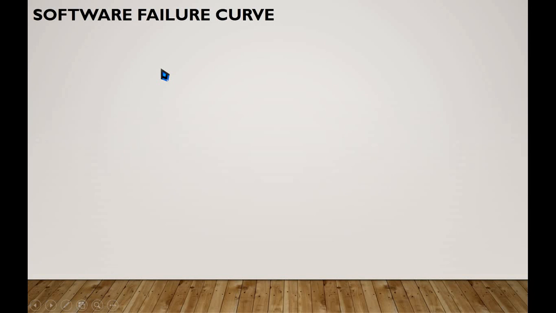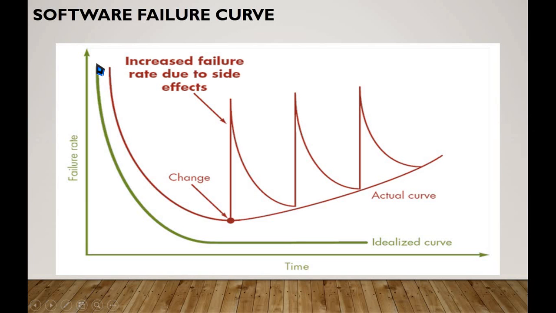Now what is the software failure curve? So this is an idealized curve. The green one is the ideal curve for software, meaning if we have not engineered or developed the software, then the effect will be zero. But if we develop, if we engineer our software, then it will not wear out, meaning it will work continuously. But this is the actual graph.